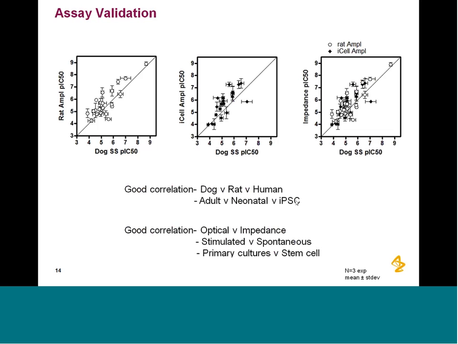We have optical versus impedance. We have stimulated adult versus spontaneously beating. We have primary cultures versus stem cell. A lot of different variables here, yet good correlation. Now, I won't show you the validation of predictivity and sensitivity data. That table is not quite finished, and hopefully we will begin writing that up in the next couple of weeks. So we will publish that data shortly.